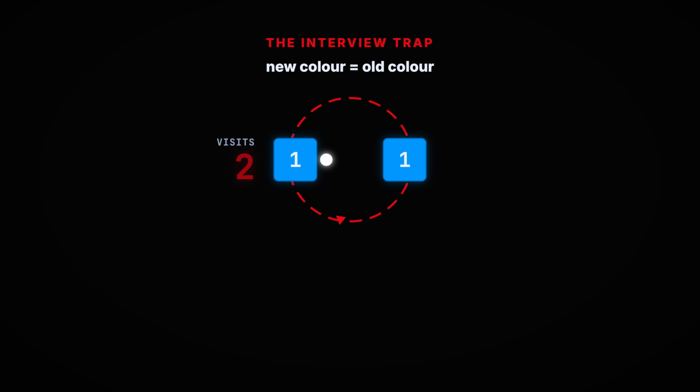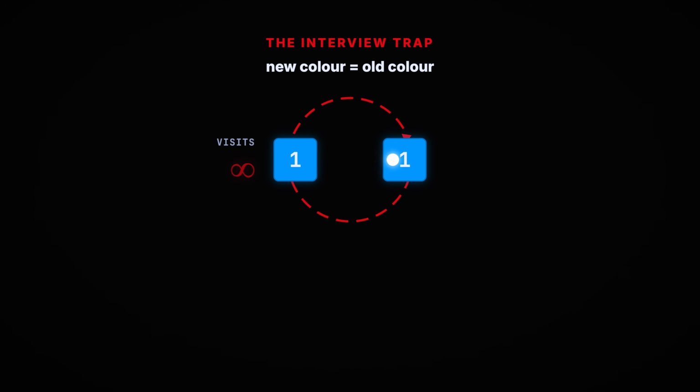But there is one sneaky trap here. And this is the twist that catches people off guard in interviews. Listen carefully. What if the new color is the same as the old color? Say the region is already color 1 and someone asks you to fill it with color 1. Think about what happens. You recolor a cell from 1 to 1, no visible change. So when you visit its neighbor and check, is this still the old color? It is. So you visit it again. And it sends you back. And you go round and round forever.